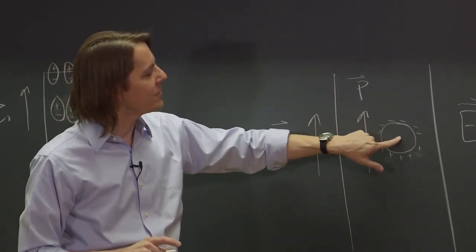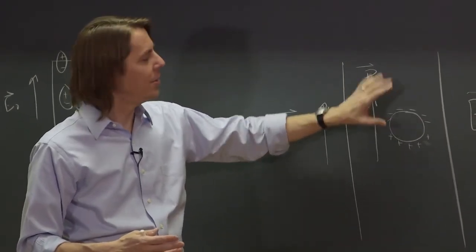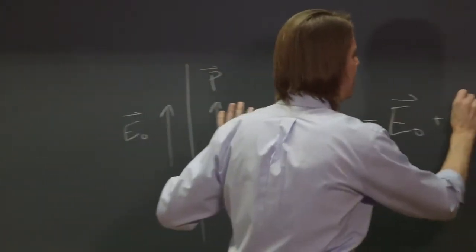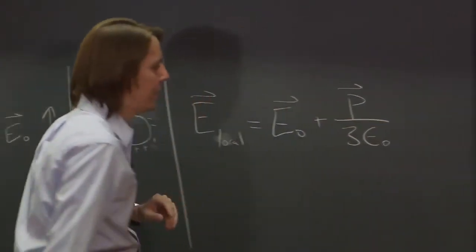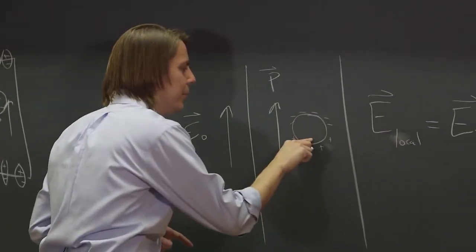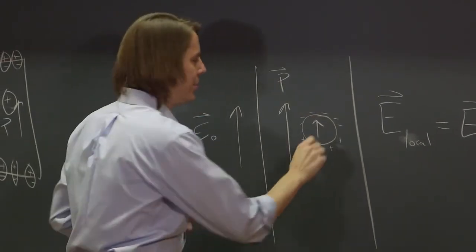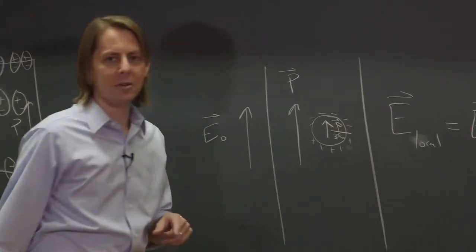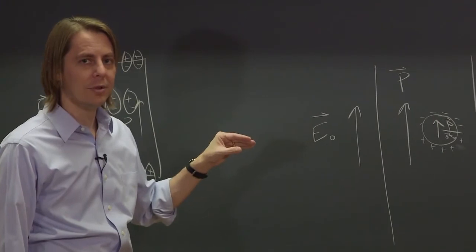Each little atom actually feels a larger field due to the polarization of its nearby molecules. So you would have to actually add something, and the thing you would add is P over 3 epsilon naught. And it's positive because of this effect. There's a little electric field that always points from positive to negative. P over 3 epsilon naught. So the field actually goes up at the local level.